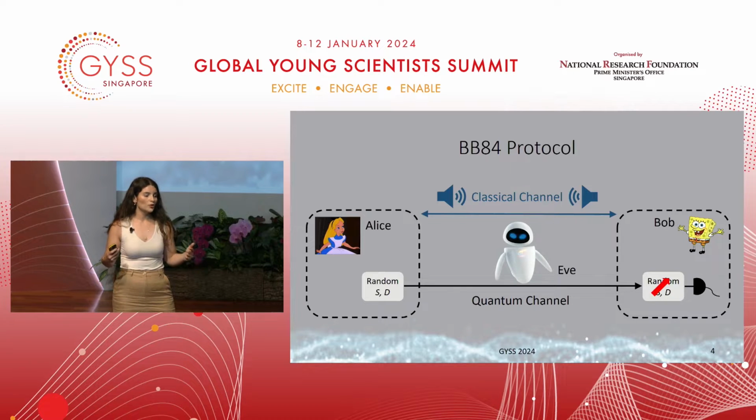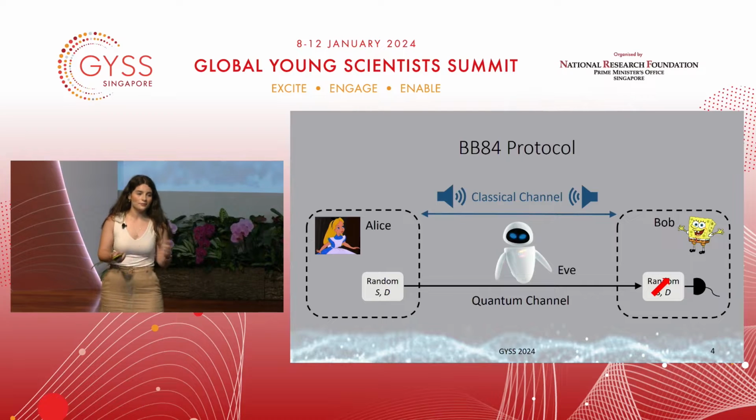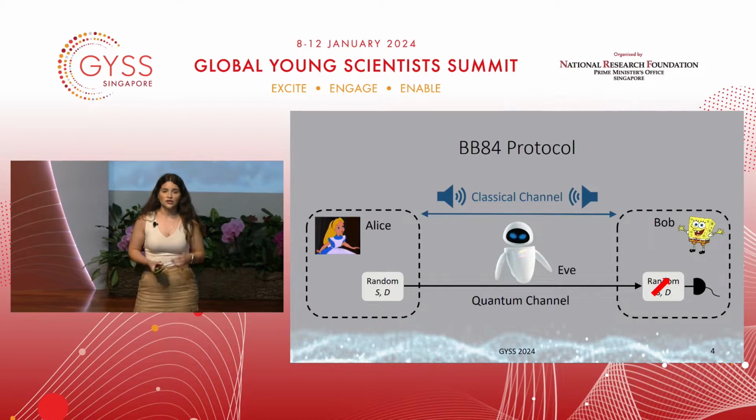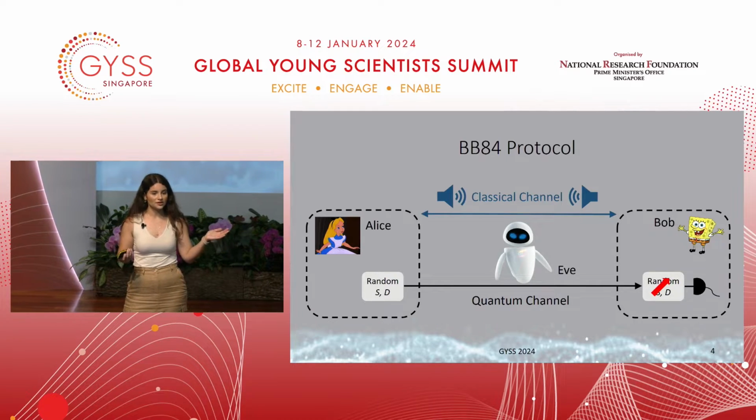So basically, Alice and Bob would have to do this over and over again and use the classical channel to communicate back and forth which bases they used, to build up enough statistics to be able to tell if there's someone who's listening. And if so, they can also find out how much they know, and they can extract a key and communicate with each other.